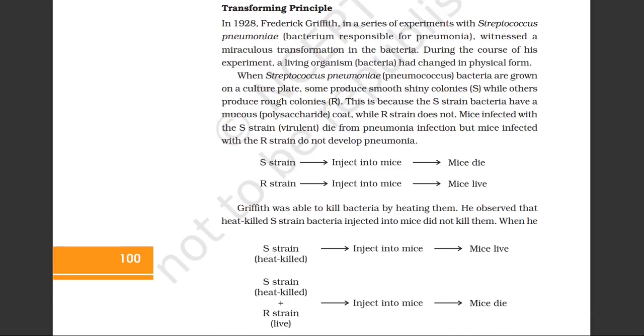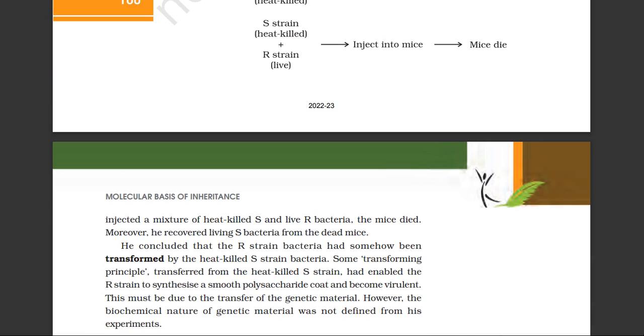When injected with a mixture of heat-killed S and live R bacteria, the mice died. Moreover, he recovered living S bacteria from the dead mice. He concluded that the R strain bacteria had somehow been transformed by the heat-killed S. Some transforming principle, transferred from the heat-killed S strain, had enabled the R strain to synthesize a smooth polysaccharide coat and become virulent. This must be due to the transfer of the genetic material. However, the biochemical nature of genetic material was not defined from his experiments.